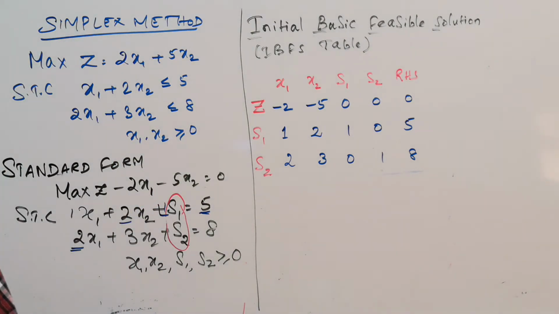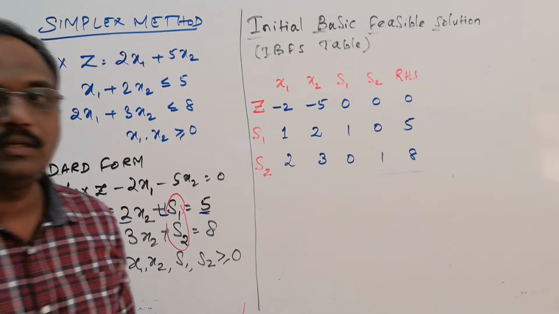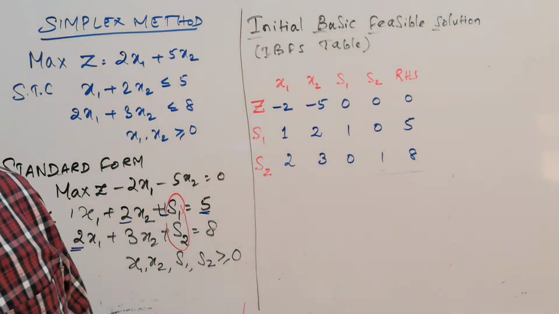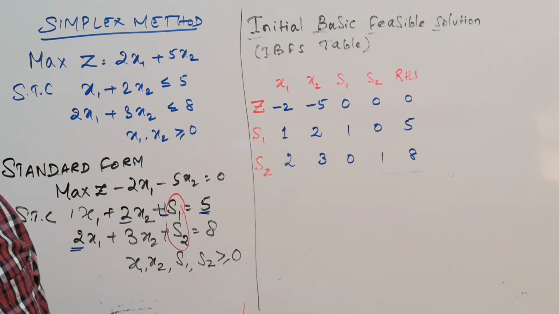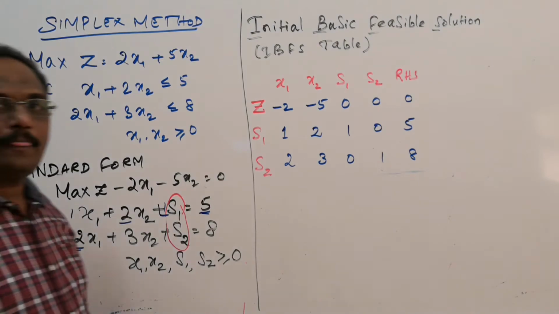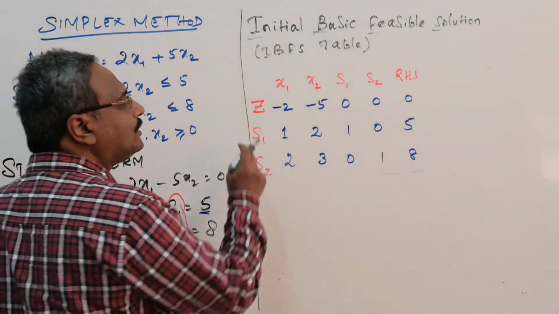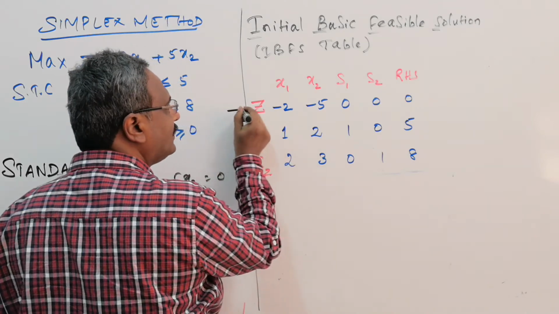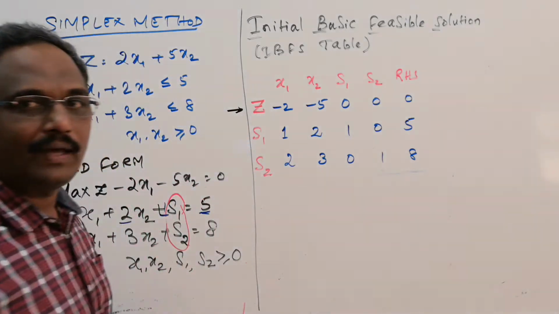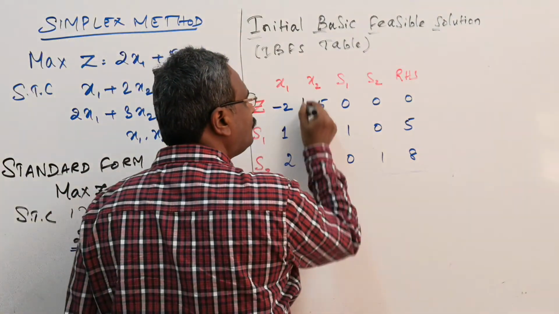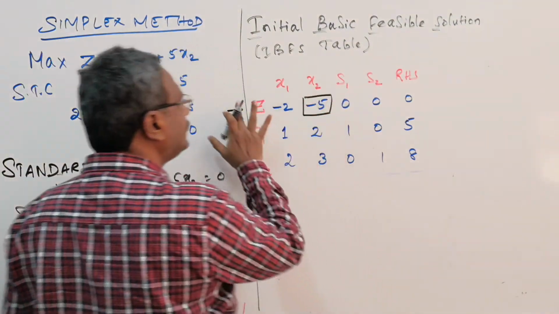Now we are going to apply the simplex algorithm and then we are going to find the solution. What we said in the simplex algorithm, if you remember, we are going to check the maximum negative value from the objective function. What is the maximum negative value? -5 is the maximum negative value.